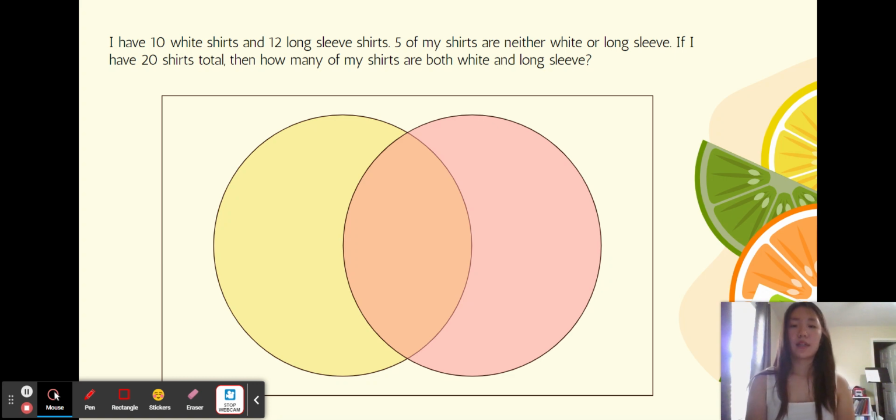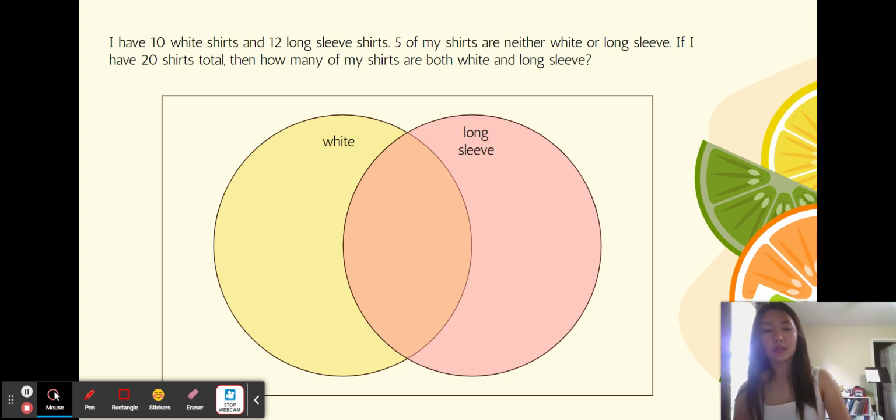Well, I'm going to attack this with a little process. The first thing I'm going to do is label the categories. So I know there's two categories, white and long sleeve, so there's two circles, and then I can label them each white and long sleeve. The next thing I'm going to do is fill in the numbers that I know for sure without having to do any calculations, just directly from the problem.